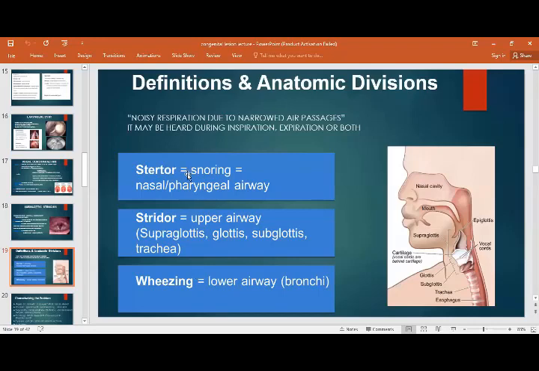Stertor is basically snoring. While in the case of wheezing, it is from the bronchi. Whenever there is wheezing, there is an obstruction in the bronchus or lungs.